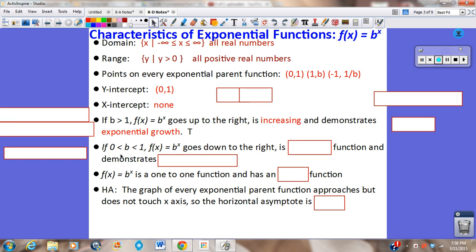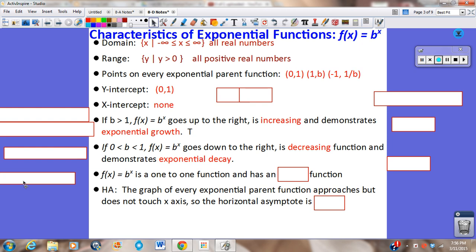Now, if b happens to be between 0 and 1, it can't be 0, can't be 1, f of x equals b to the x goes down to the right. So in other words, it does this. It is a decreasing function, and it demonstrates exponential decay. Growth and decay are something you use in science a lot. Now f of x equals b to the x is a one-to-one function, and it has an inverse function.